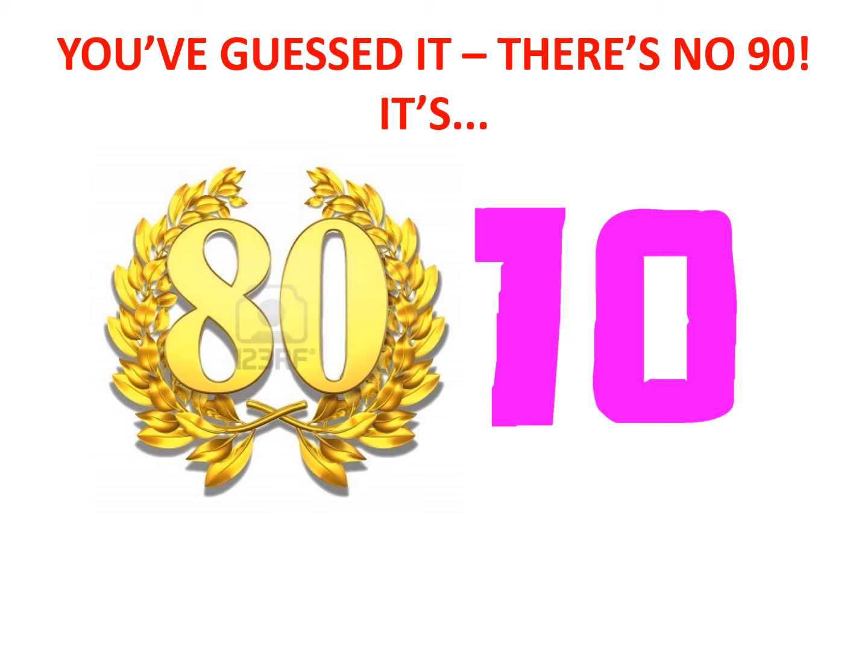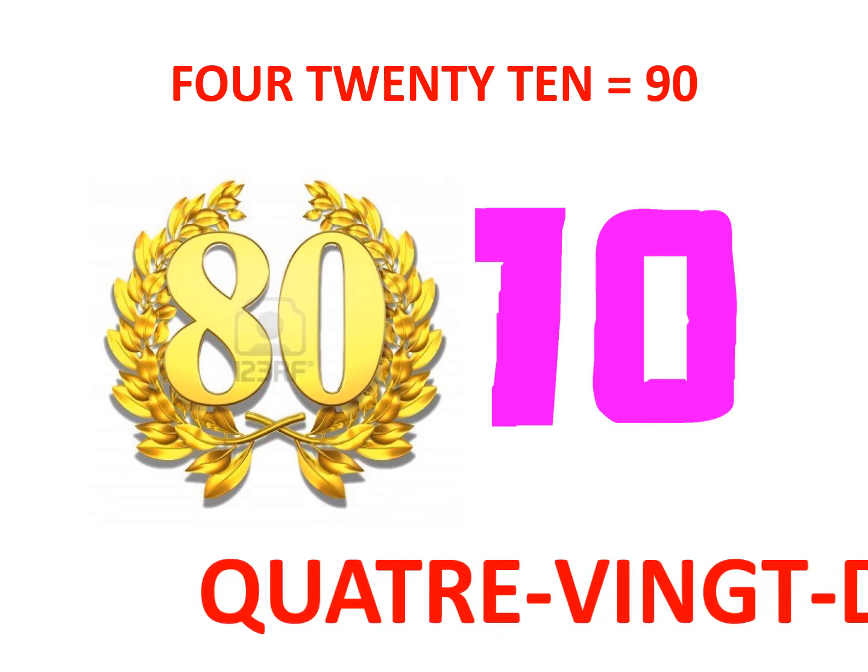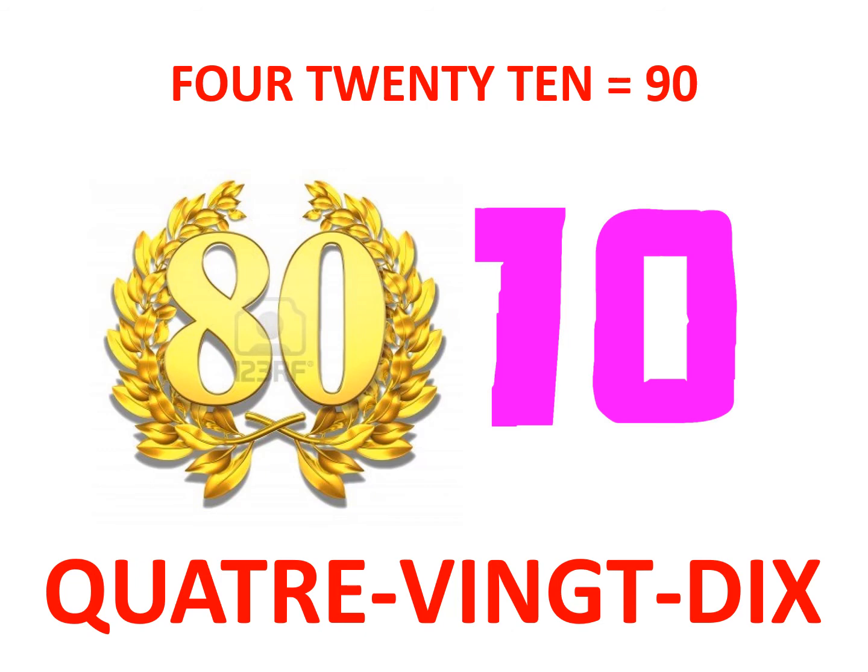So number 90 will be 80 and 10. We're still doing math, aren't we? So we know that 4 times 20 is 80, and we need to add 10. So you've got it right. 90 will be 90. 4 is 4, 20 is 20, and 10 is 10. 90.